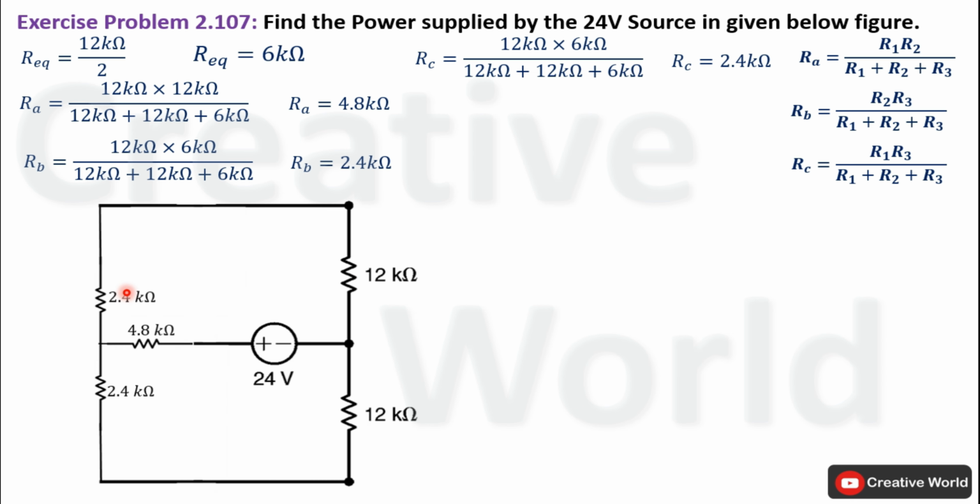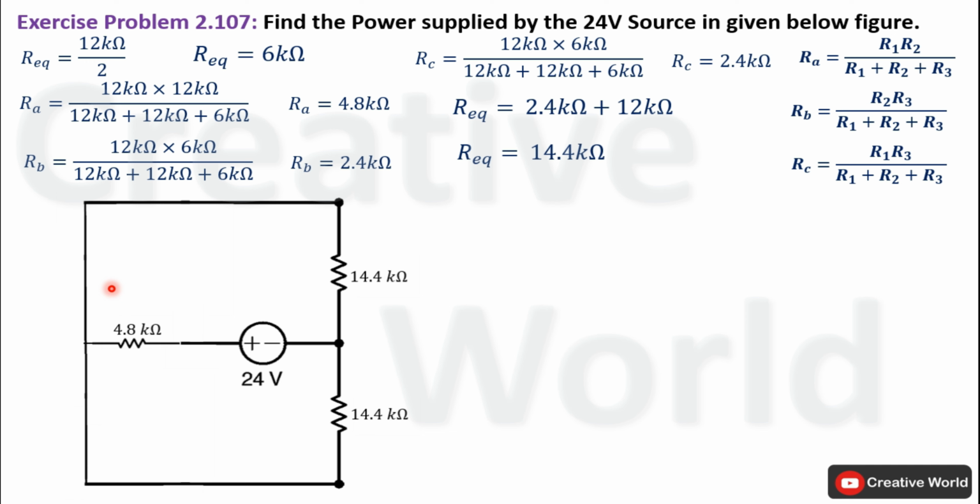Now these two resistances and these two resistances are in series connection. So we will find their equivalent resistance by adding the values together. R equivalent of this series connection will be the sum of 2.4 kilo ohm and 12 kilo ohm. It will become 14.4 kilo ohm. The same value will be the equivalent resistance of these other two resistances because both have identical values. So their equivalent resistance will also be 14.4 kilo ohm. Now we will modify the network by replacing these resistances with their equivalent resistance.